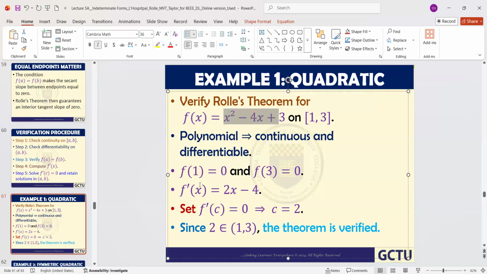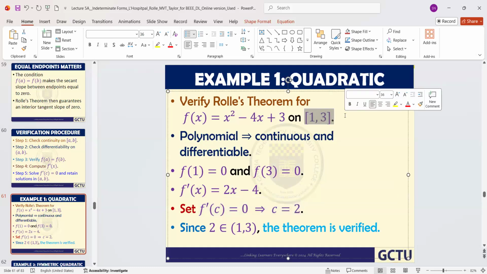Then remember, they said you equate the differential of f of x to 0. So if I equate 2x minus 4 to 0, I'm going to get x is equal to 2. Oh, sorry, c is equal to 2. That means I am actually evaluating the value of f of x at 0. Now we can conclude that this value 2 is in the interval 1, 3.